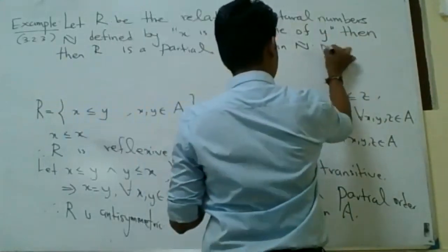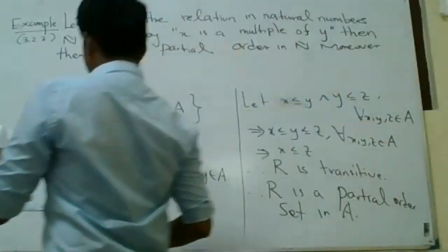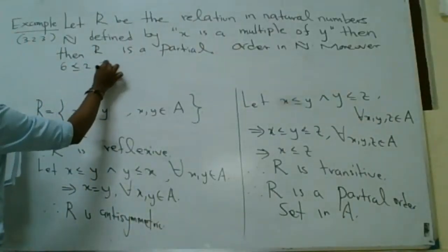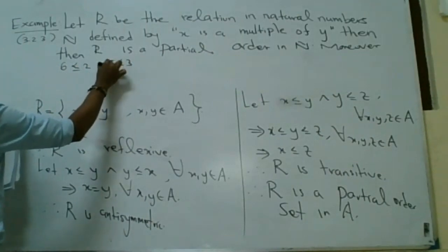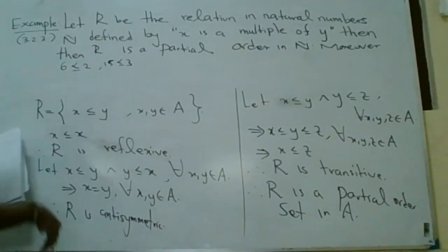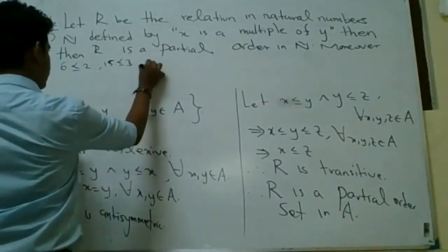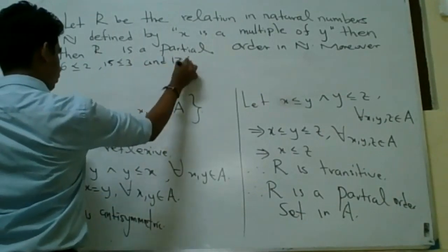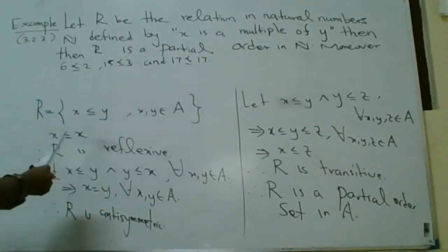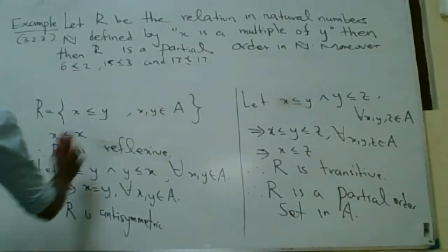Moreover, you want to check this, right? 6 precedes 15, 15 precedes 3. You want to know the precedes name? Precedes means these two are related. That means the pair belongs to R or not. Right? And 17 precedes 17. You want to take this one also. First of all, you want to know that x is a multiple of y. It is a partial order set.